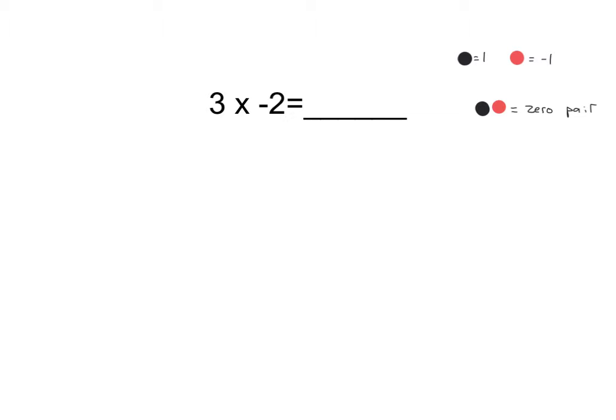Next, we're going to look at what happens with our tile model multiplication when we have a positive times a negative. And I'm going to use my same key over here. So black is my positive one, red is my negative one, and then we have one of each. We have our zero pair because 1 plus -1 equals 0.